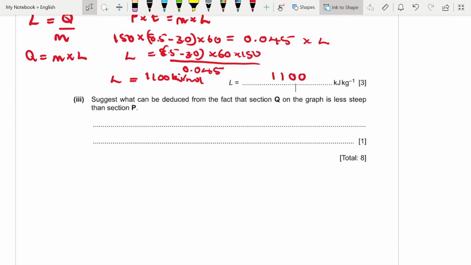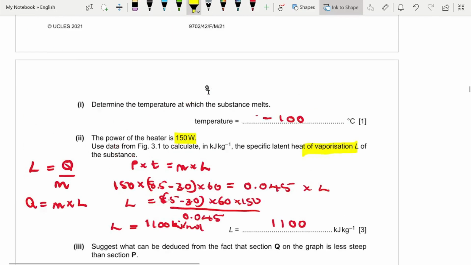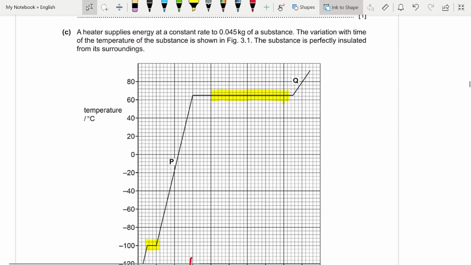Suggest what can be deduced from the fact that the section Q on the graph is less steep than section P. Okay, that's a little sneaky. You could lose this mark if you're not careful, right? It's a bit tricky. Okay, why is section Q less steep than section P?